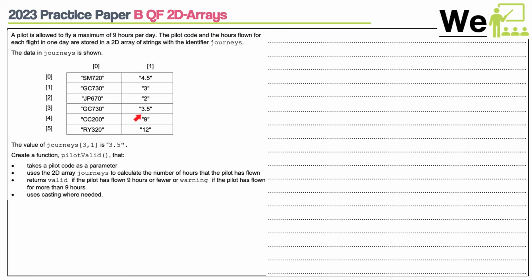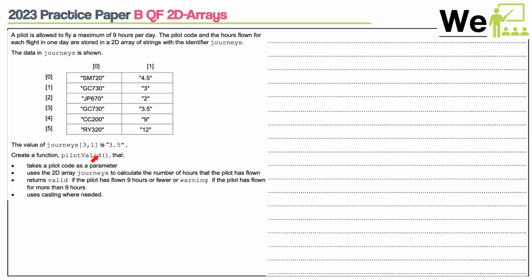So we've got this two-dimensional array. Codes, hours flown. The value of journey, so this is helping you out, figure out, okay, which of the arguments is going to be the rows, which is the columns. You can see 1 is 3.5, so that's one's there. The first argument is the row number. The second argument is the column. So if I wanted to get JP67, that would be journeys 2, 0.